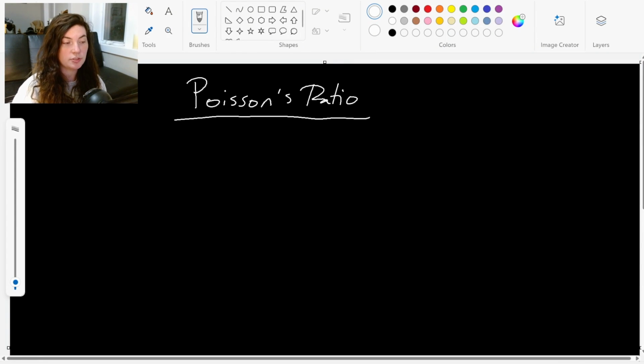Now that we've talked about stress-strain diagrams and this relationship between stress and strain, there's one more relationship we should talk about, which is a relationship between strain and strain. And this is a relationship called Poisson's ratio. Poisson is some French guy who came up with this ratio. Yes, it is the French word for fish, but it's not named after the fish, it's named after the man.